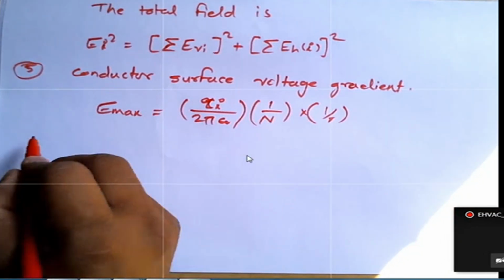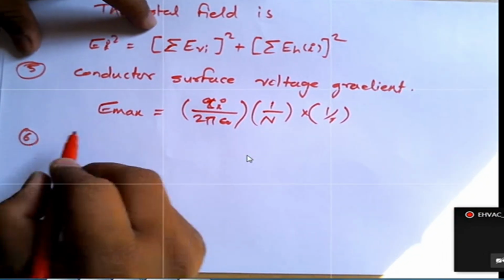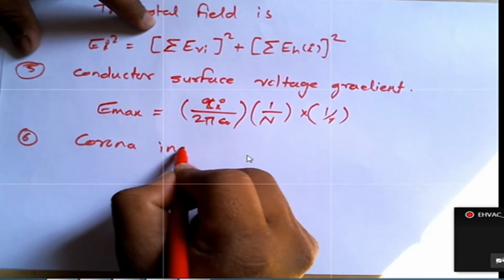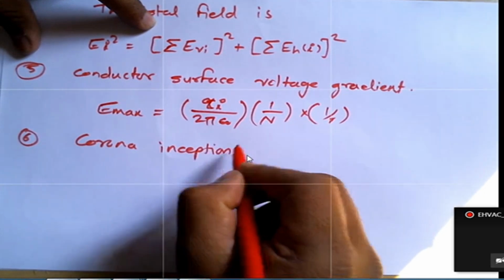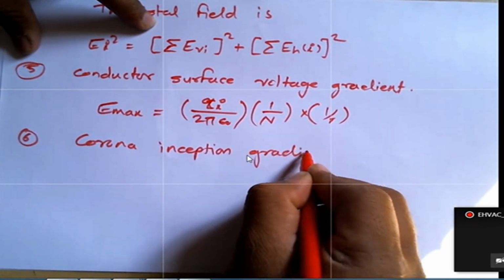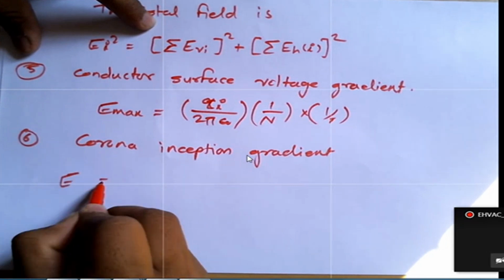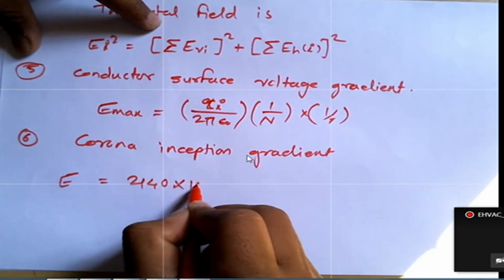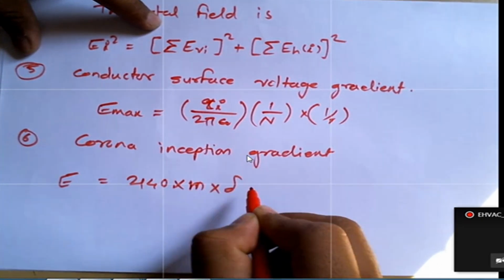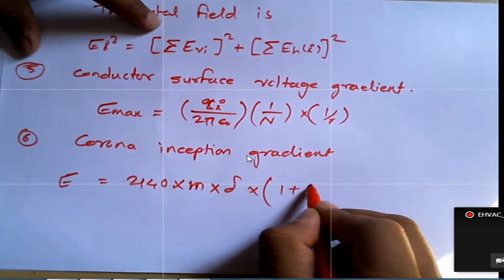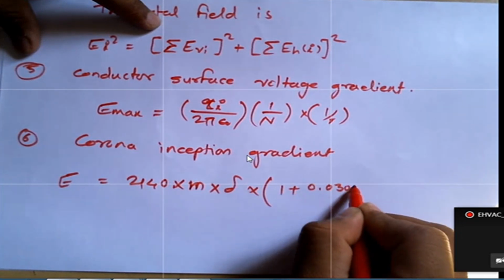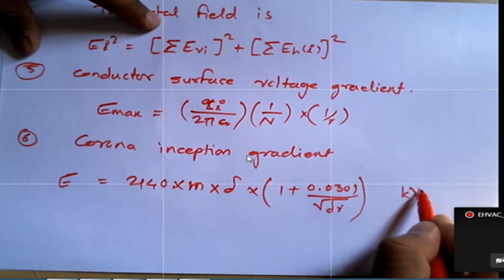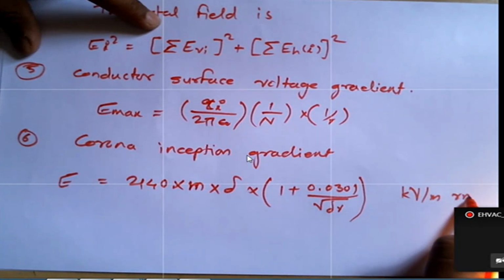Okay. Now, the next factor is corona inception gradient, and it is given by E is equal to 2140 into m into delta. We have already seen the formula: 1 plus 0.0301 upon under root delta r, and this is in kV per meter RMS.